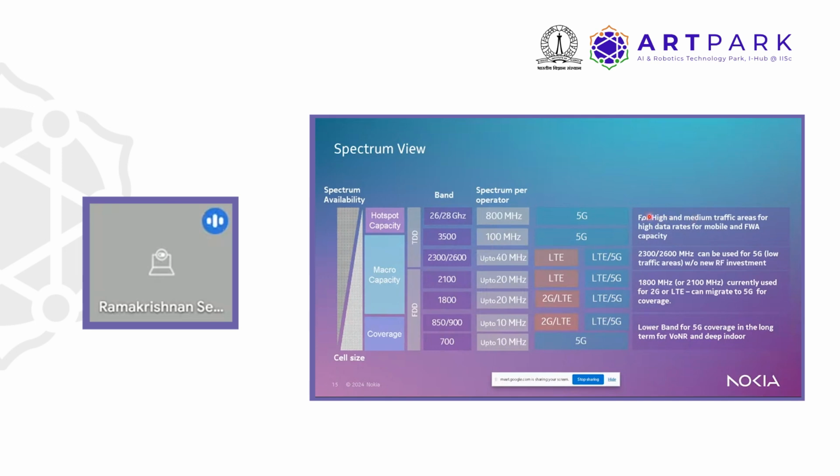So from a use case perspective, wherever you could actually have higher spectrum availability, there you could focus on higher data rates and fixed wireless access capacity. Wherever you had, say, around 30-40 megahertz, and you still had existing dependency on LTE, then you have to chunk out maybe 10 or 20 megahertz from that 40 megahertz, and then you can migrate to 5G and start giving slight low traffic area 5G with the existing equipment itself. So you don't have to buy new equipment here. You can just migrate your existing equipment and then start deploying 5G.